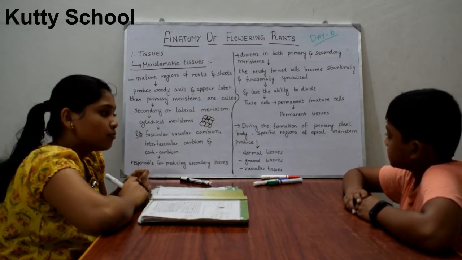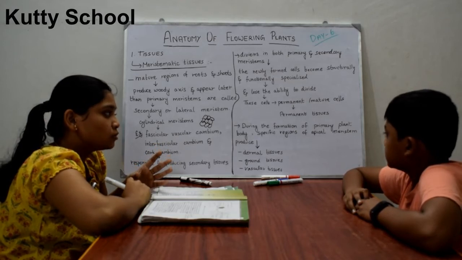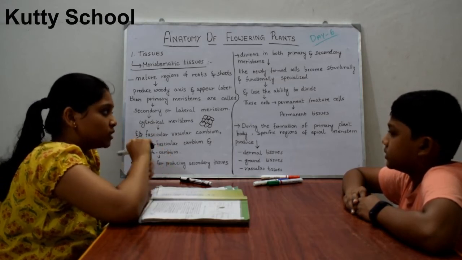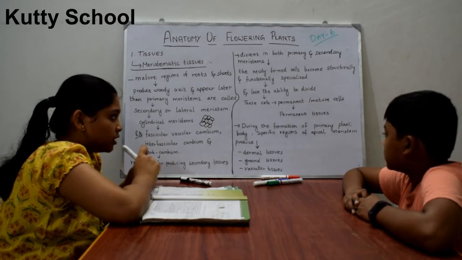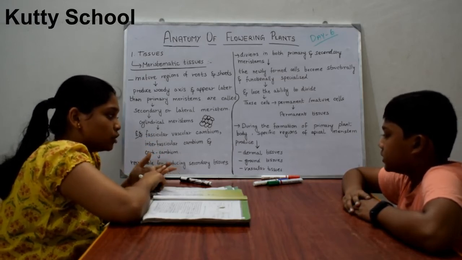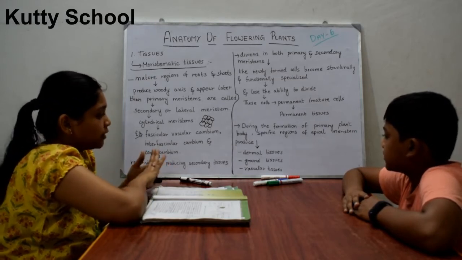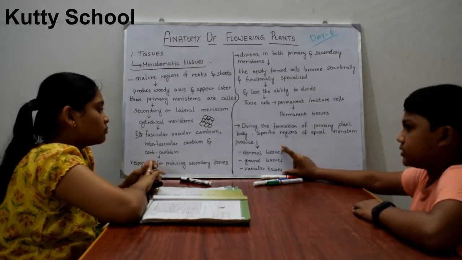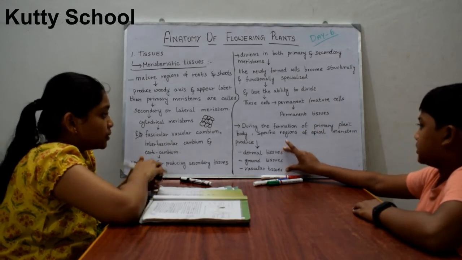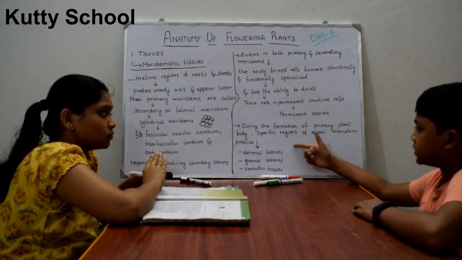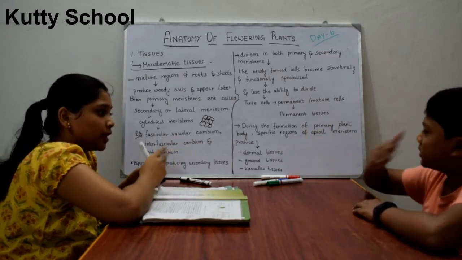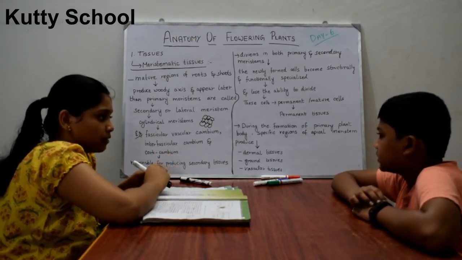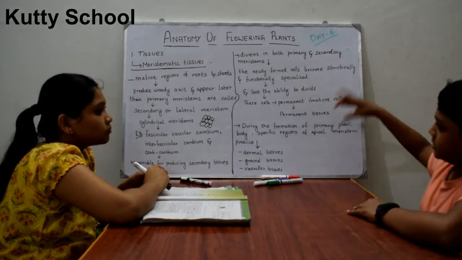During the formation of the primary plant body, specific regions of the apical meristem, like the root apical meristem and shoot apical meristem, produce dermal tissues, ground tissues, and vascular tissues. So these three will be produced by specific regions of the apical meristem, whether shoot apical meristem or root apical meristem. About these three we will be studying in the succeeding subtopics.